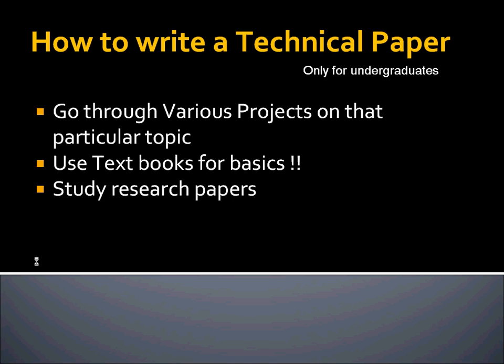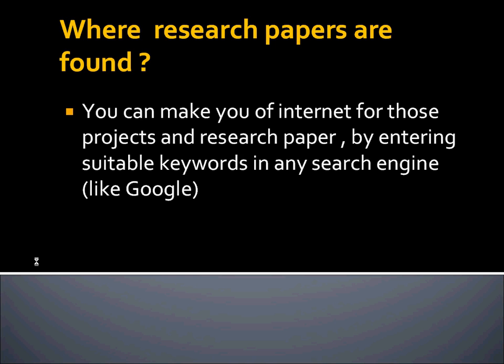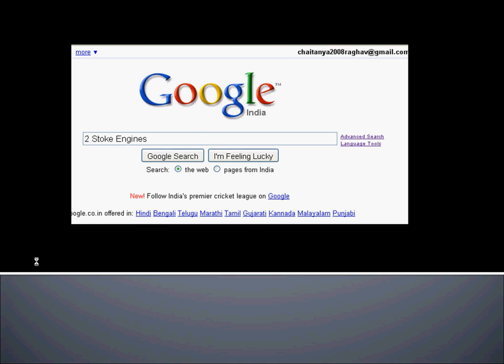So how to write it? First of all, you should gather information. You can gather information by reading a few projects. Of course, you need a textbook for basics, and you're going to study a few research papers. How to get all this? You'll find research papers and projects through the net, or from seniors, lecturers, faculty, professors, or libraries. There are many ways. The easiest way to gather these research papers and projects is Google search, a search engine.